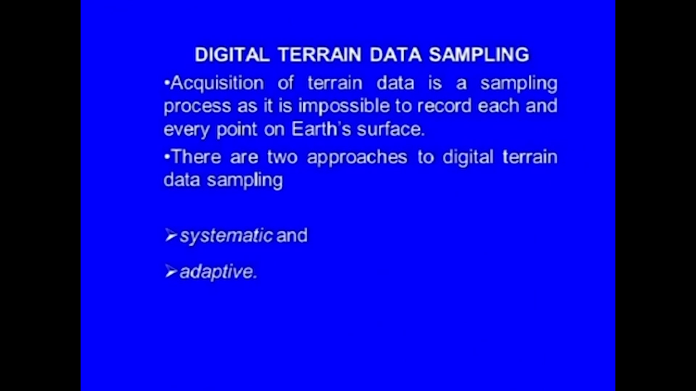Let us look at the digital terrain data sampling. Acquisition of terrain data is a sampling procedure, and it is impossible to record each and every point on the earth's surface. So, there are two approaches to digital data sampling. First is systematic and the second is adaptive.